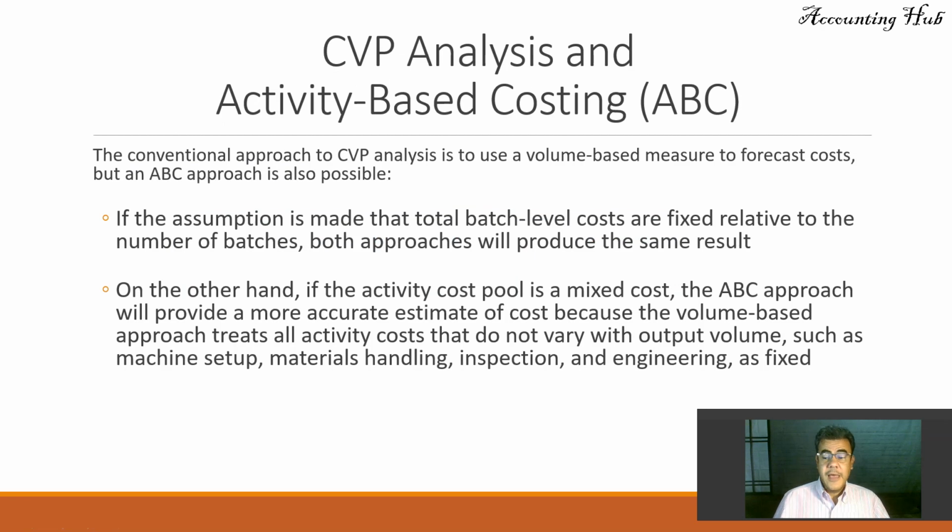Okay. And what is the difference between the traditional cost volume and profit analysis and with ABC? The conventional approach to CVP analysis is to use a volume-based measure to forecast cost. But an ABC approach is also possible. If the assumption is made that the total batch level costs are fixed relative to number of batches, both approaches will produce the same result.